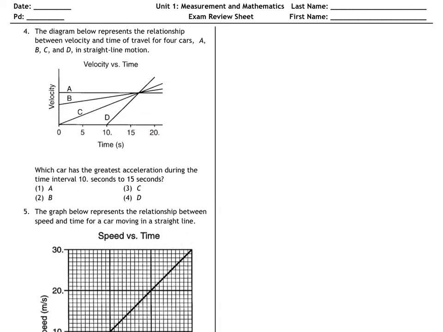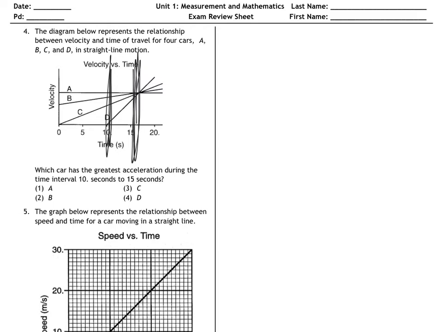All right, now in number 4, it says the diagram below represents the relationship between velocity and time of travel for 4 cars, A, B, C, and D, in straight line motion. And they want to know which car has the greatest acceleration during the interval from 10 to 15. So there's sort of 2 things to look at here. Firstly, they're not looking at every section of the graph. We're only looking from right here to right there. So that's going to really affect your answer, I think, because you're only looking between those pieces.